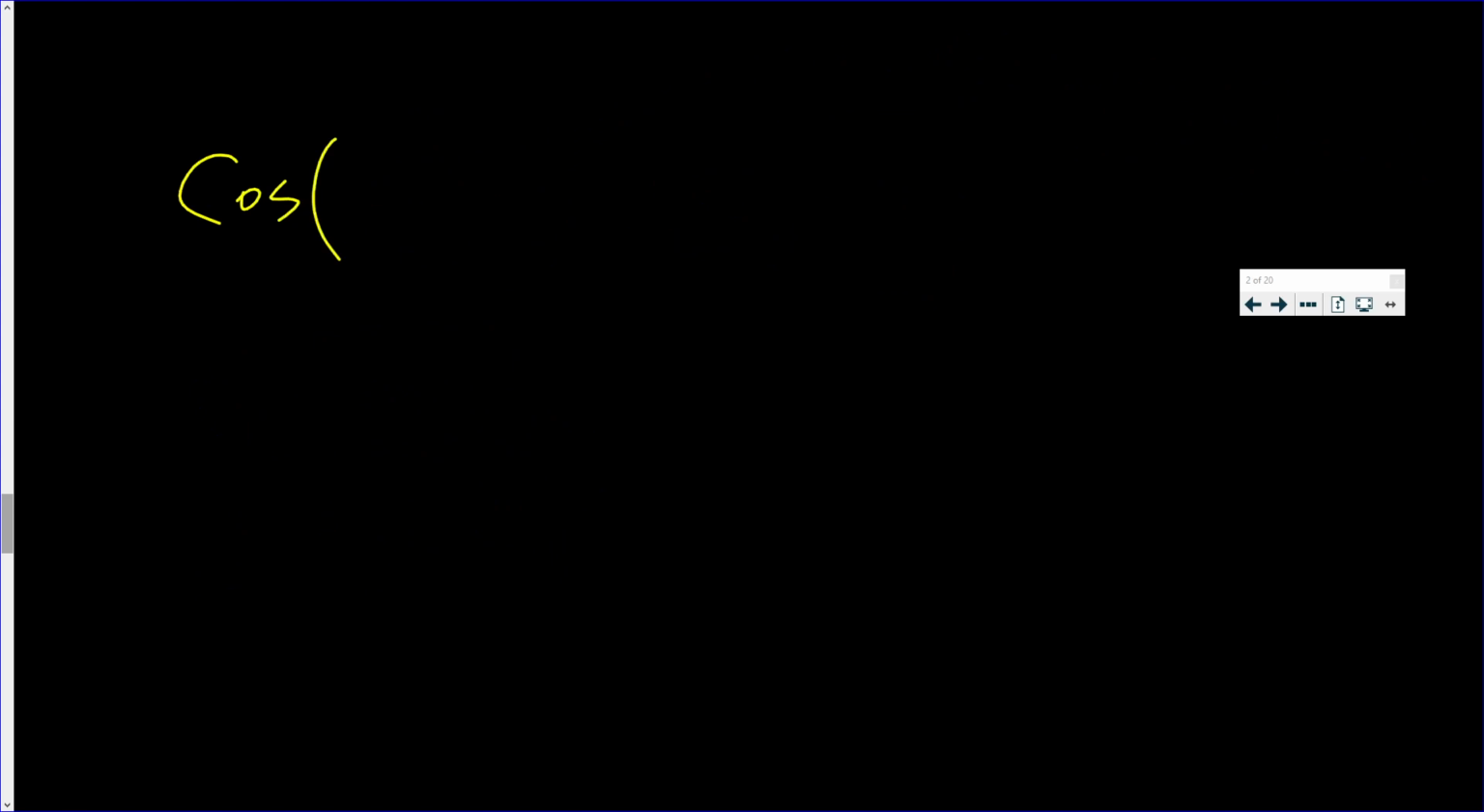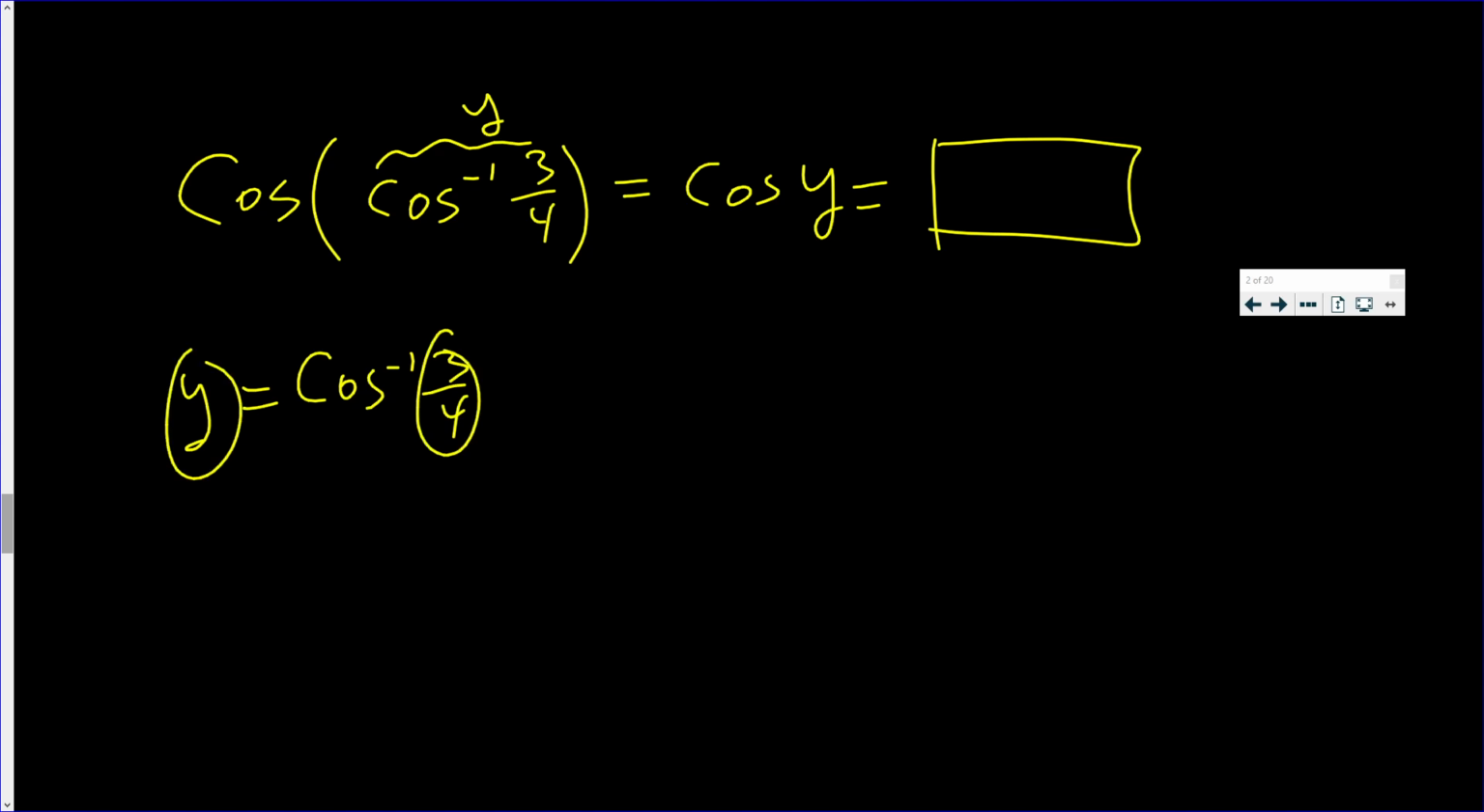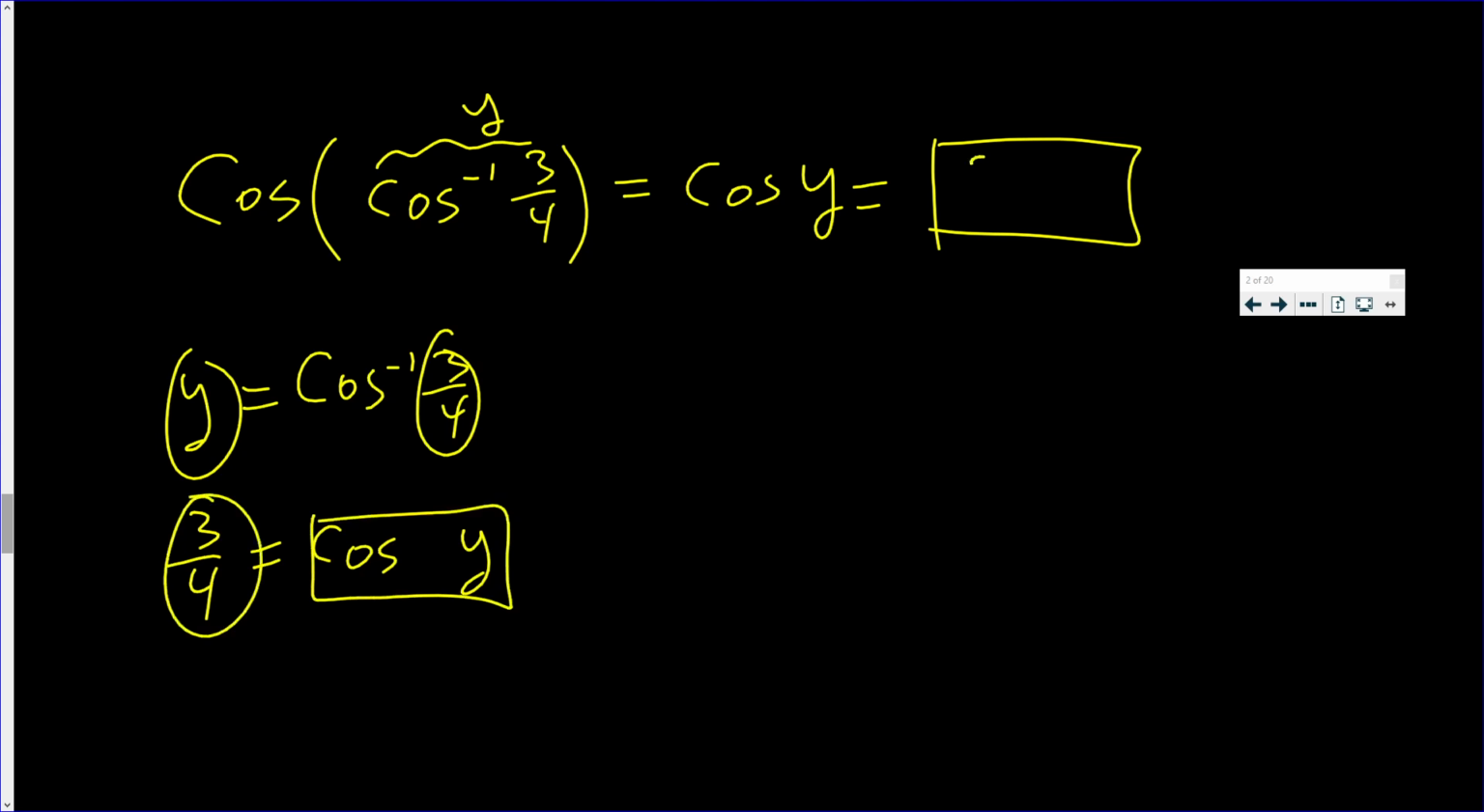What is the cosine inverse of 3/4? Well, if I call that y, then all I want to know is, what's the cosine of y? If I know what the cosine of y is, I write it down and I say I'm done. If cosine inverse of 3/4 is y, I can interchange those two, and 3/4 is cosine of y, because I have to get rid of that inverse. Oh, look at that. I have my answer. Cosine of y equals 3/4.